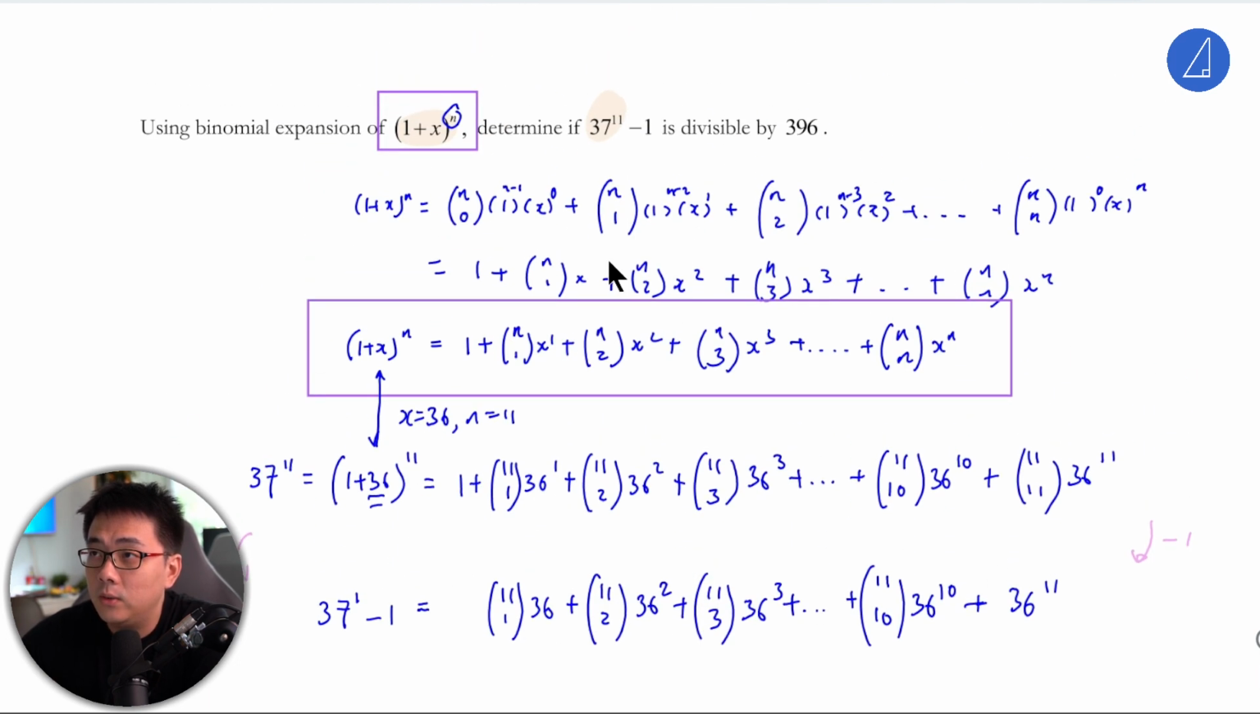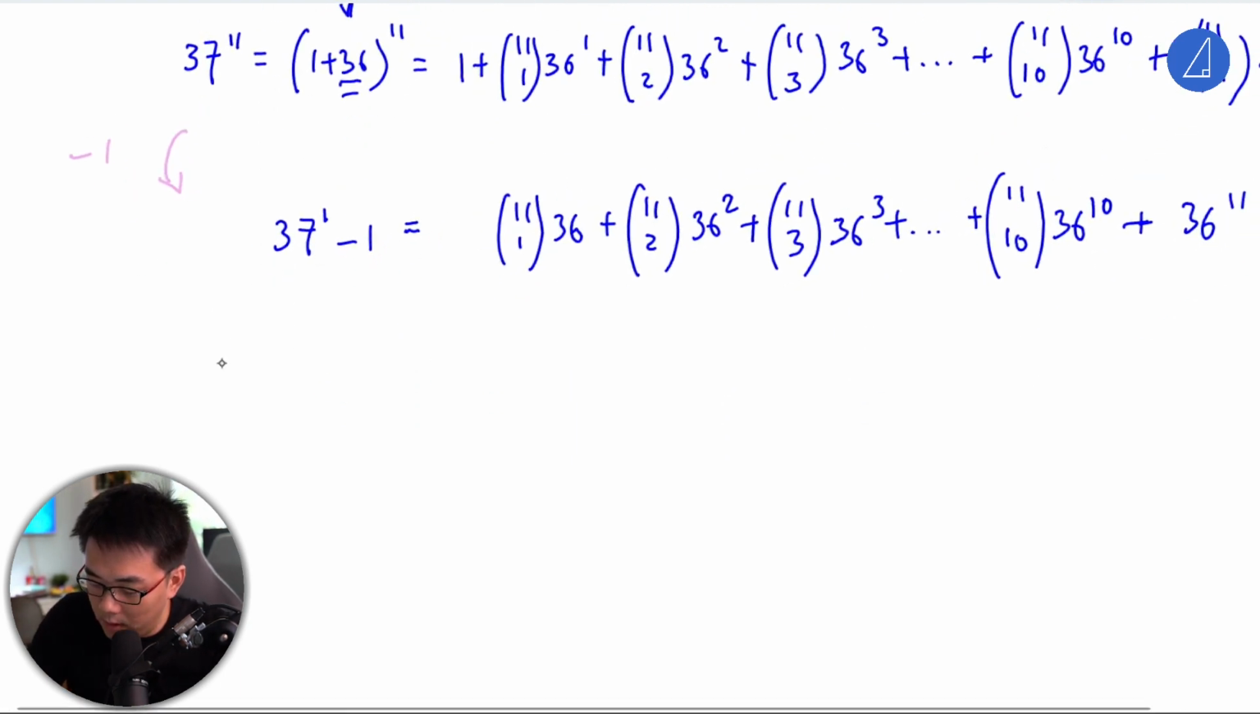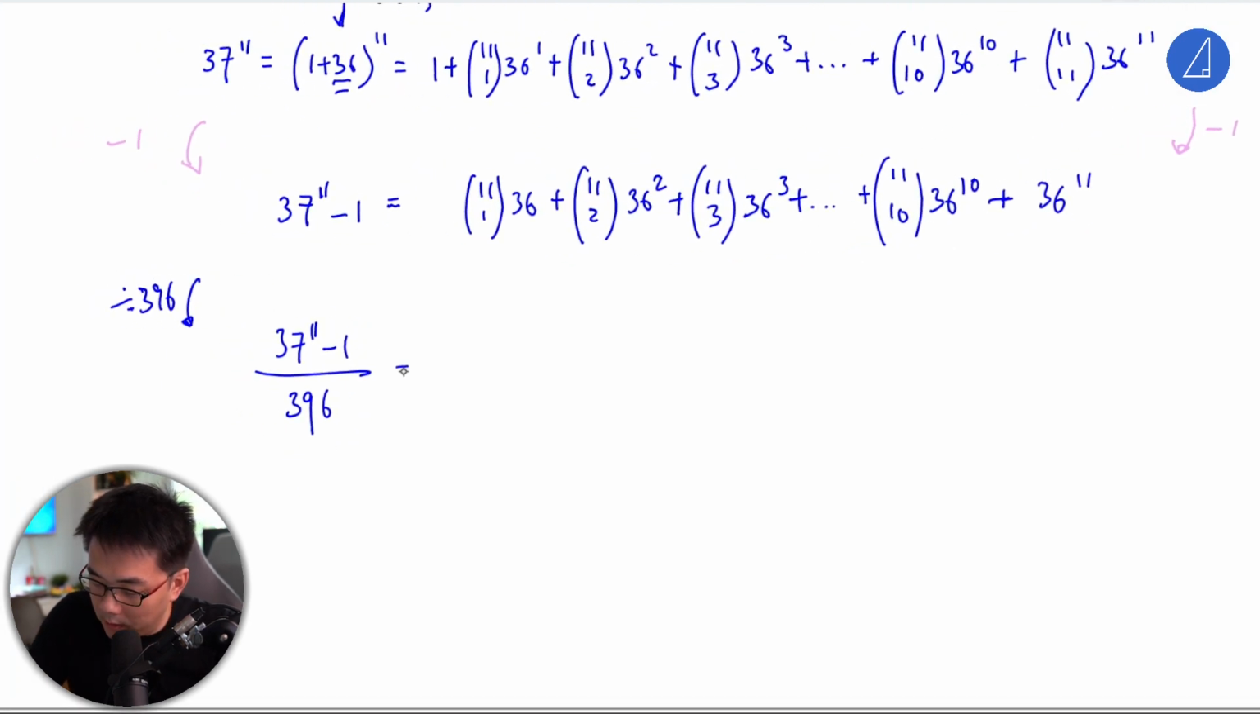Now we need to divide by 396. So we ask ourselves what is 396. Divide everything by 396, so divide throughout by 396. What we get is this over here. 36 over 396, right? This will be 37¹¹ minus 1 over 396, so this whole thing here will be 36 plus 11 choose 2 times 36², and everything will just be divided by 396.